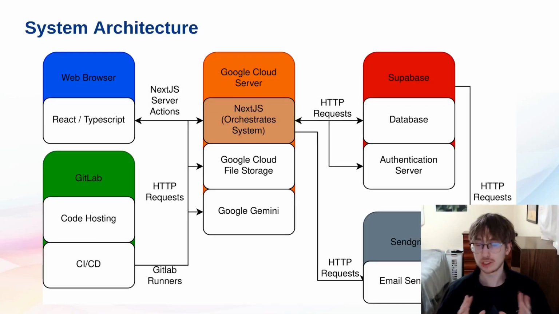So our main system runs on Next.js, which is a full stack TypeScript and React framework. We have that system running on Google Cloud, which we also use for S3 bucket storage and Google Gemini. Apart from this, our database and our authentication are both managed in a service called Supabase, which provides APIs for both of those. And we also use SendGrid to send out emails for things like reminders and password resets.